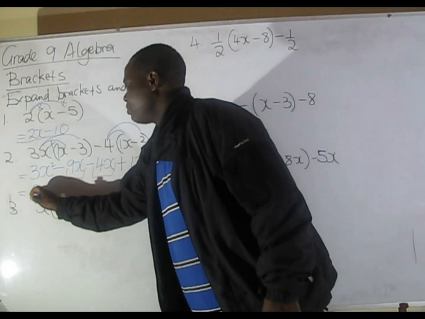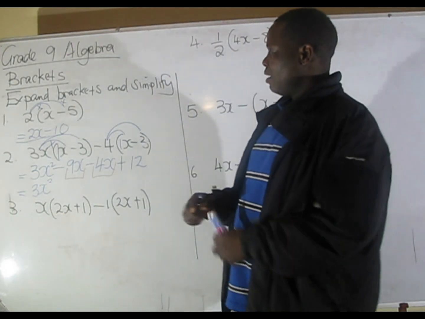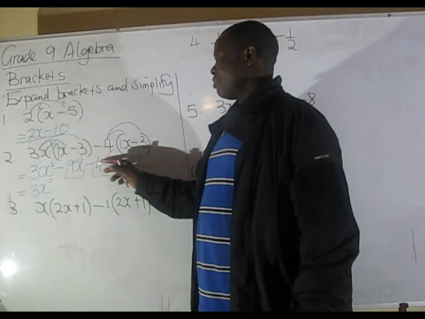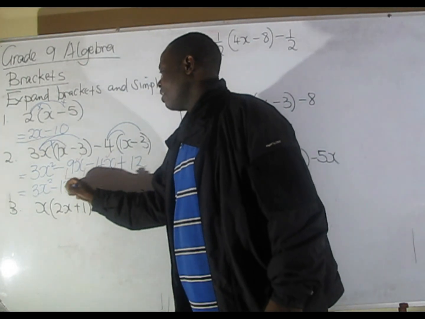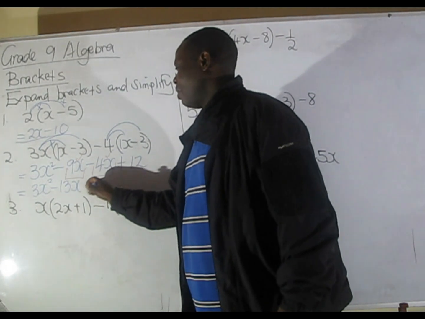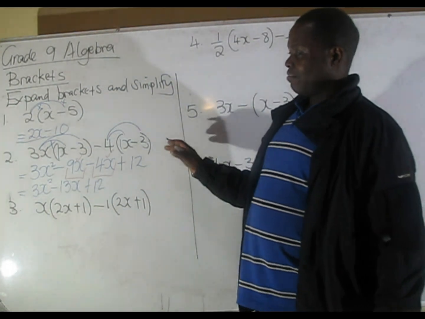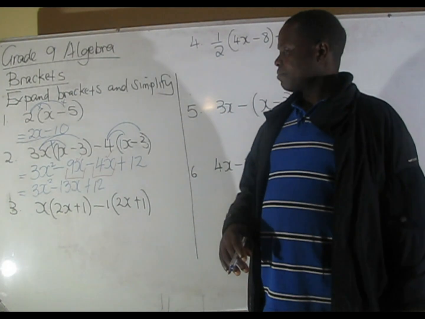So the first term is going to be 3x squared because there is no other x squared in the expression, but these two here, we can combine them. Minus 9x squared minus 4 will give us a negative 13x, and then plus 12. That is my answer for that question. I've removed brackets and I've simplified the expression.